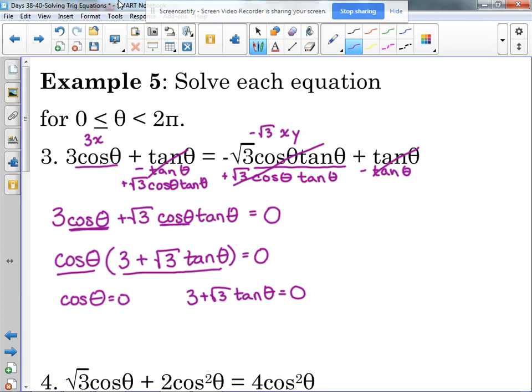We can handle that. The cosine is equal to 0. That's where our x-coordinate is 0. So that is at pi over 2 and at 3 pi over 2. So there's two solutions.